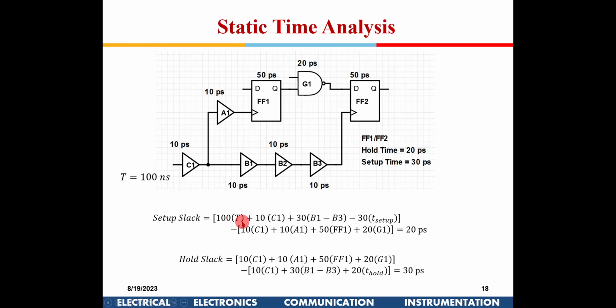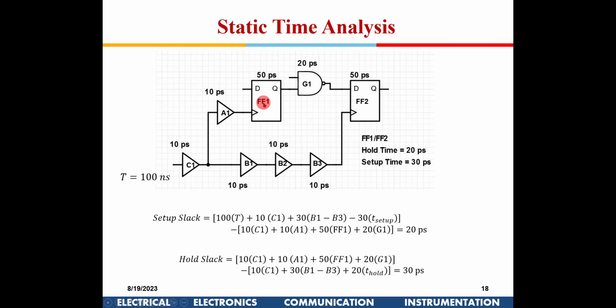So time period plus what is in the clock path. So 10 plus 3 into 10 I have written. These are the buffers. So 3 into 10 minus the setup of this flip flop, because 30 is the setup requirement of this flip flop 2. And this here, this is the data path.